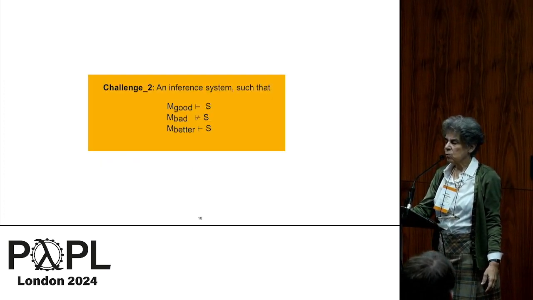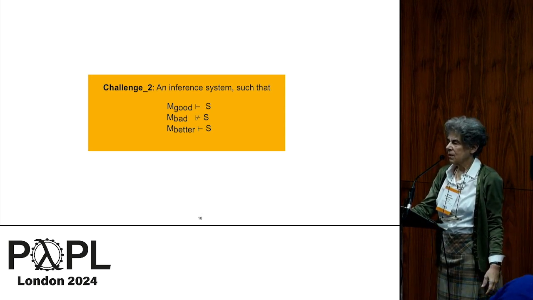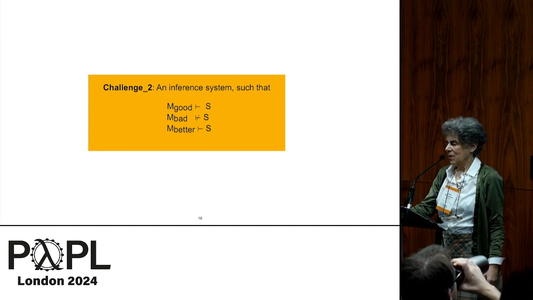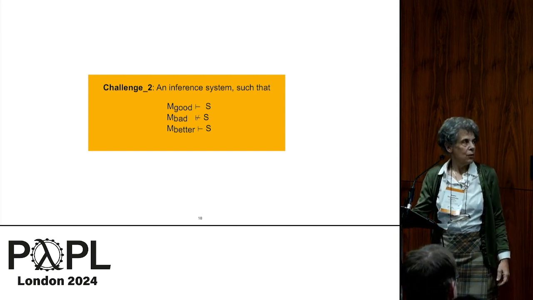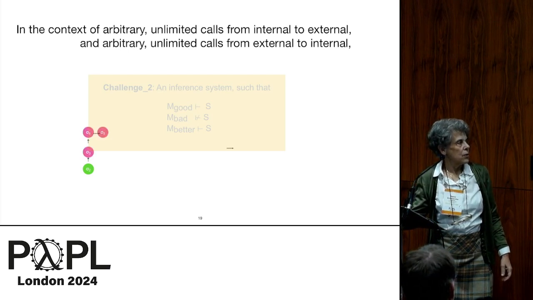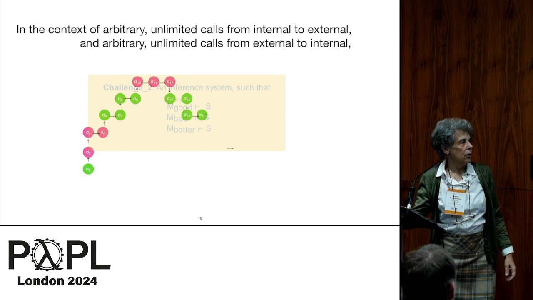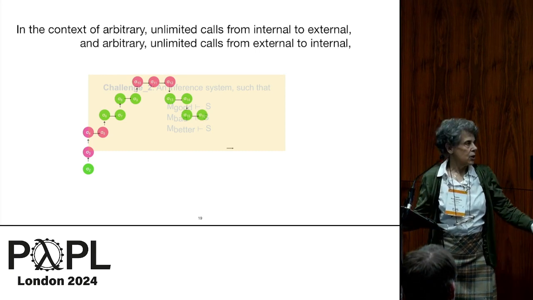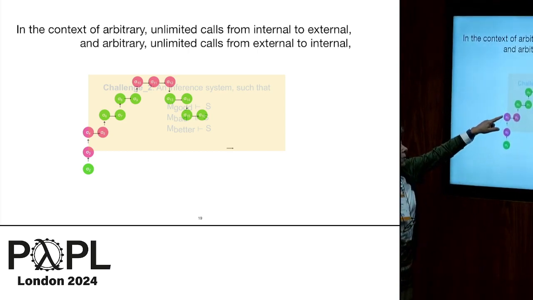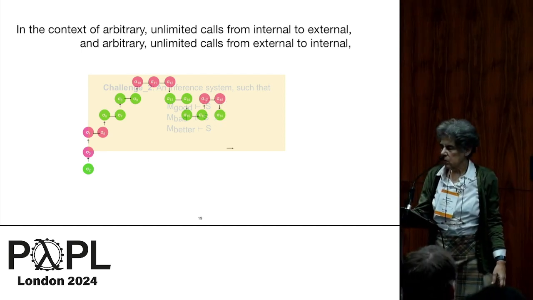Okay, so the second challenge is an inference system so that I can check that the good and the bad module satisfy the specification. And this in the presence of any number of nested calls from internal to external objects. So here I have got a state which calls an external object, that calls an external object, and so on and so on.